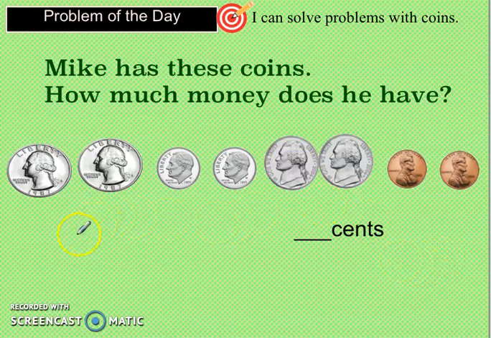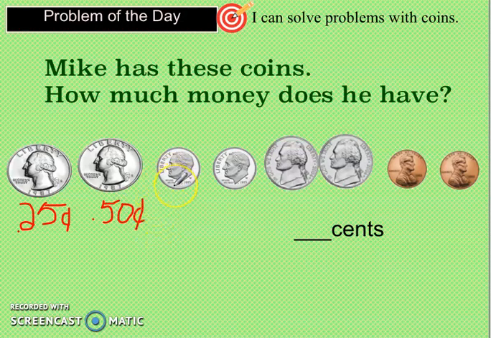And so let's think about that. He has here a quarter, and a quarter is worth 25 cents. I'm going to try to write 25 cents right here. Put my decimal, put my cent sign. And then I'm going to add another quarter. So 25 plus another 25 would be 50 cents. You got it. 50 cents. So far he has 50 cents.